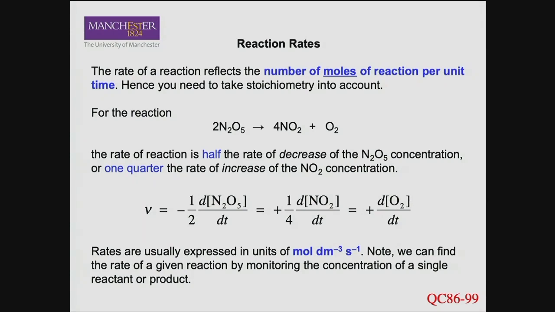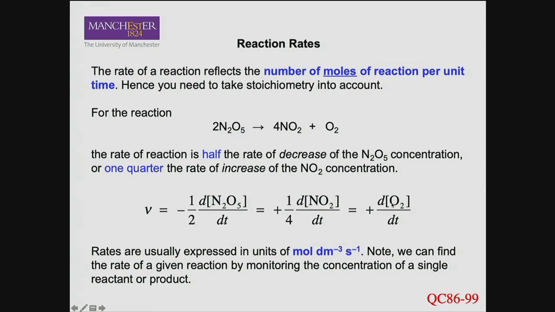So if we write that simply as a differential, instead of looking at the rate of change of the N2O5, you need to take half of it. This is a rate of loss, so it's a negative sign, of course, on the differential. This is a rate of production, so it's a positive sign, but we need to take a quarter of the rate of production of NO2.